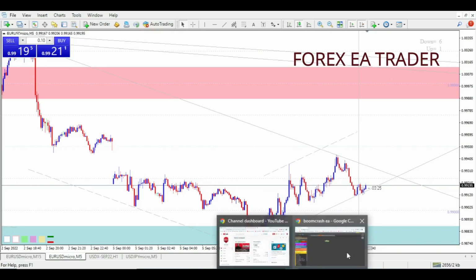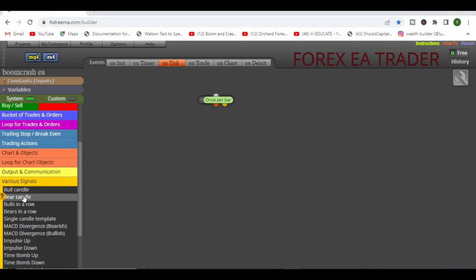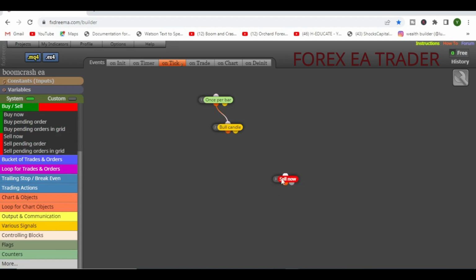So we go back to our FX Dreamer and we are going to set the condition for what? For the sells using the bullish candle. So we are going to take our bullish candle and we just put it there, and we are going to link it like that. So the moment we have a bullish candle, we are going to sell.